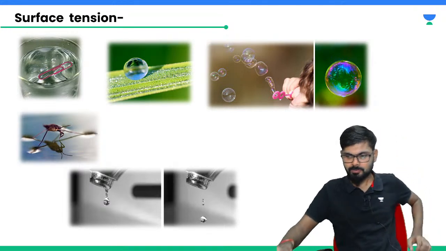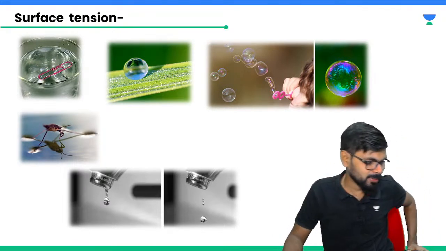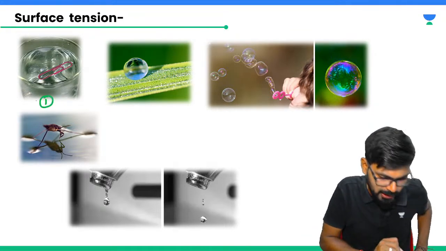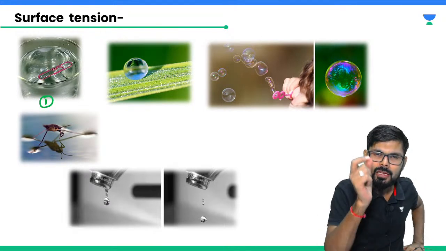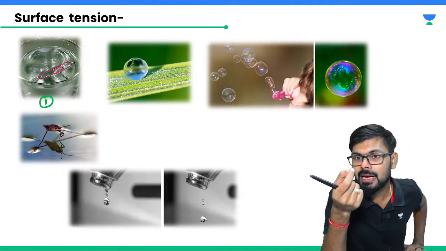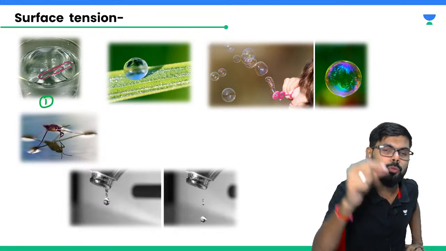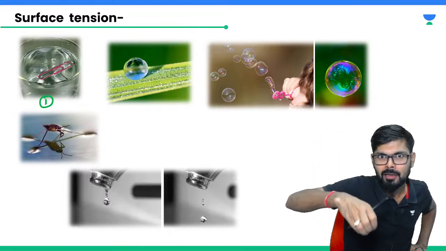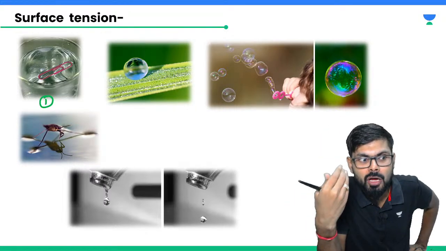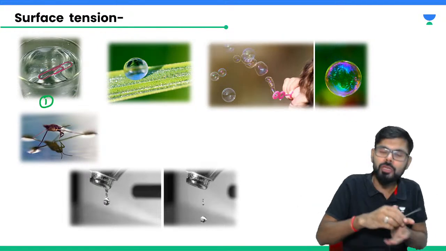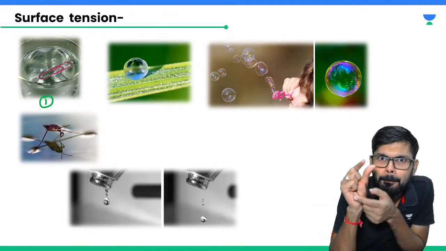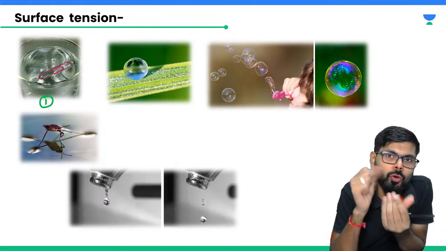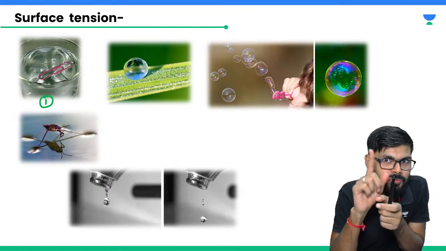Just wait. Now a few experiments you need to do. First thing, you can see the first diagram. Generally we see that if any metal piece is put into the water, it will sink in the water. But if you put one very thin, small metallic pin in water, it starts floating. Why? This is the first question.